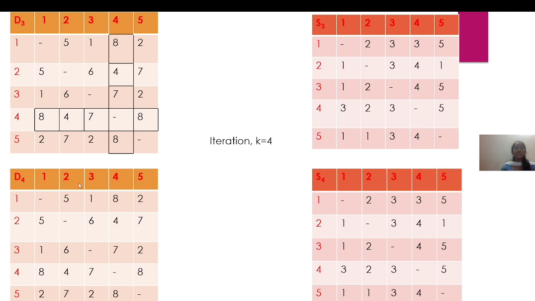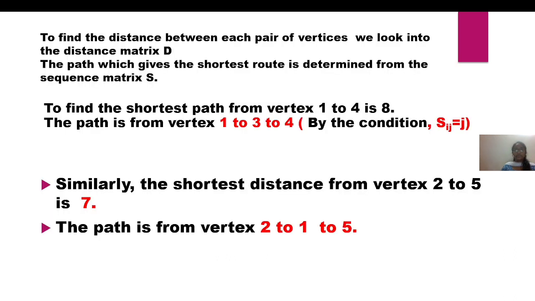In a similar way, we can find the shortest distance from each vertex to the other vertices. So from 1 to 2 it is 5, 1 to 3 it is 1, 1 to 4 it is 8 and 1 to 5 it is 2. So 2 to 1 is 5, 2 to 3 will be 6, 2 to 4 will be 4 and 2 to 5 will be 7. So these will be the shortest distances. Now we'll see how to find the shortest path, which is the way through which the shortest path is attained.